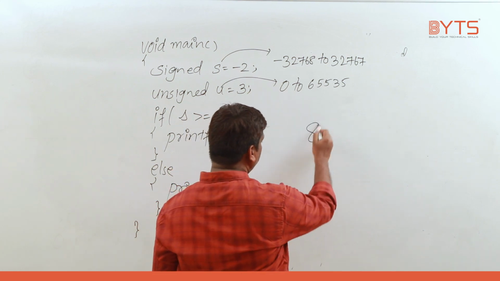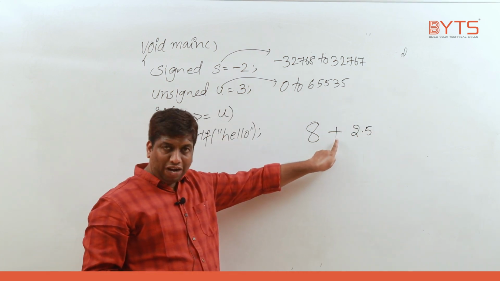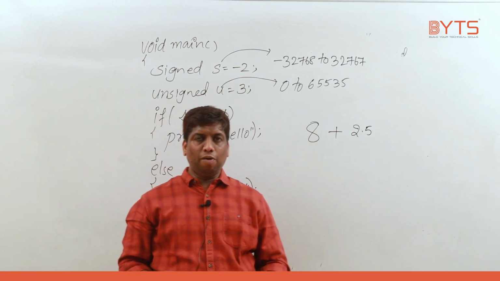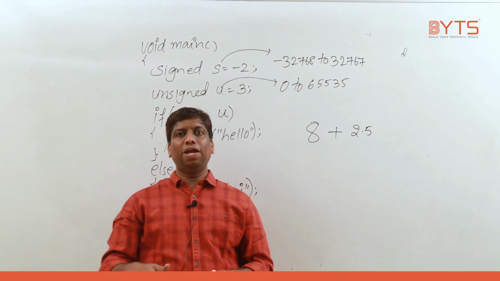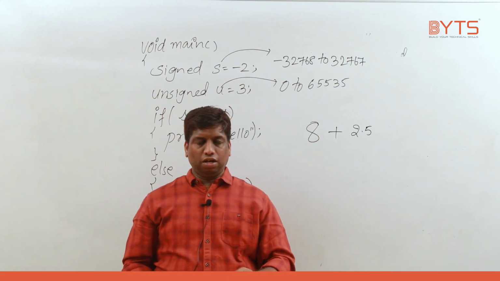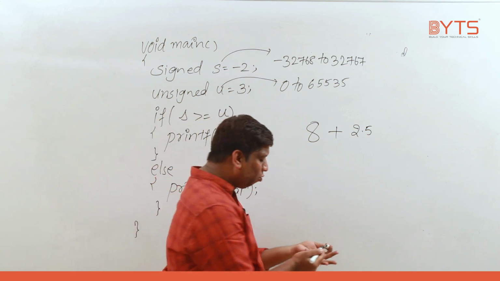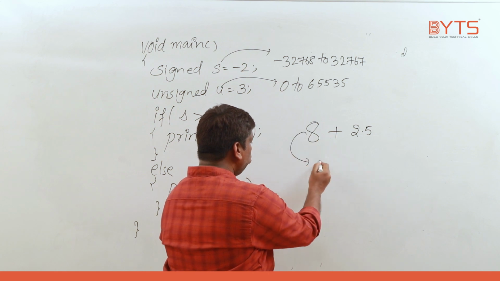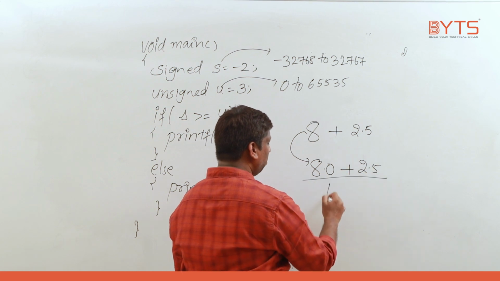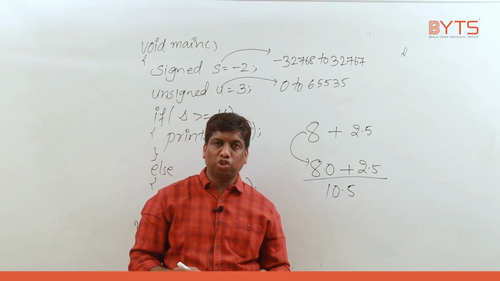Let us take 8 plus 2.5. Now we are trying to perform addition, where 8 is what type? Integer type. 2.5 is what type? Float type. When you perform an operation between two different types, the compiler will promote the lower data type to the higher data type. Integer size is 2 bytes, float size is 4 bytes. That is the reason internally 8 is promoted to 8.0 and 2.5. Now both are the same type, the compiler will get the answer as 10.5. So this rule is called the type promotion rule.